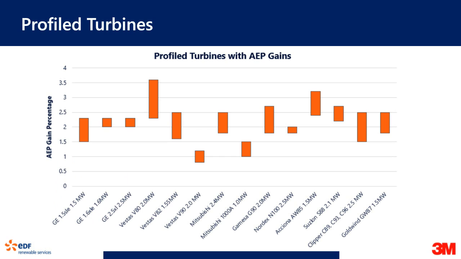So as we talked about, we have 20-plus turbines modeled. And this graph right here gives you a taste of some of the turbines that we have profiled with the AEP gains. As you can see, the AEP gains are all over the place. This is because each turbine and each blade has a different airfoil profile. Some are better than others. Because of that, we see different AEP increases.